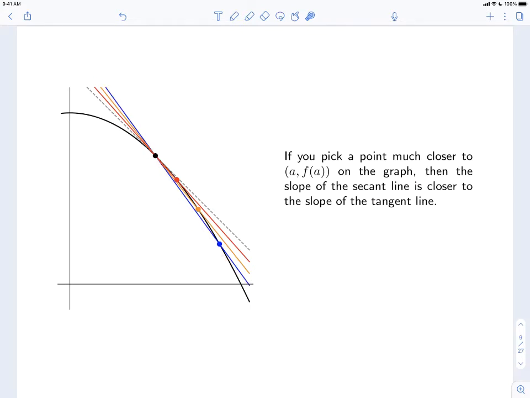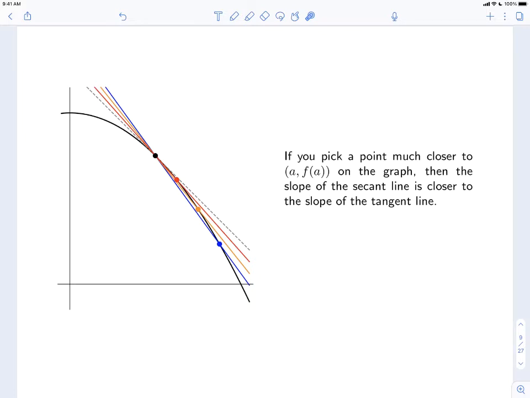Well, if we choose a point that has x value closer to a, for example, this point here, and then we draw a secant line through the original dot and this orange dot, you can see that we get a line which is closer to the dashed tangent line. And then this red dot is even closer still, because the x coordinate is closer to a. And that gives us an even closer secant line. And when I say closer, I mean a secant line that is closer to the tangent line.